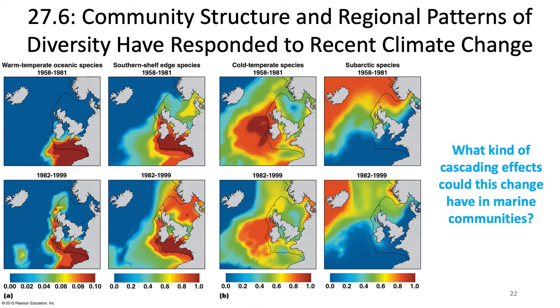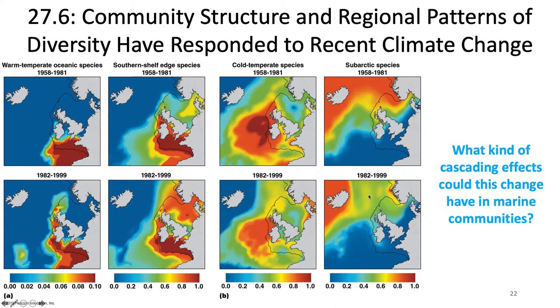So these are warm temperate species of copepods. This is what they were previously. This is what they are now. They've expanded northward, although also contracted at the same time. This one greatly expanded northward.